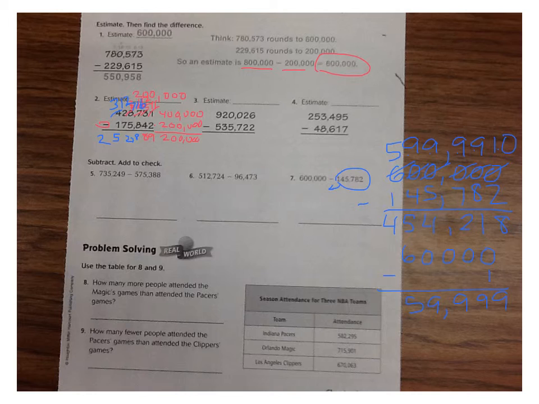Now remember to add to check. You're just going to take that answer, 454,218, and add it to the number that we took away, 145,782. You're going to add it, and you should come up with 600,000 when you get it. You're going to do great. Just follow the steps and line your numbers up with the ones column first.